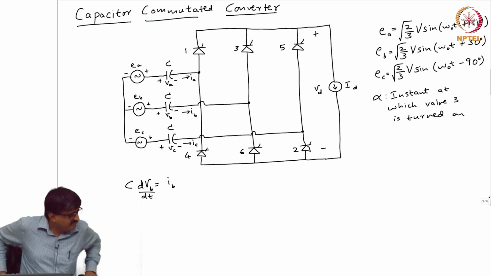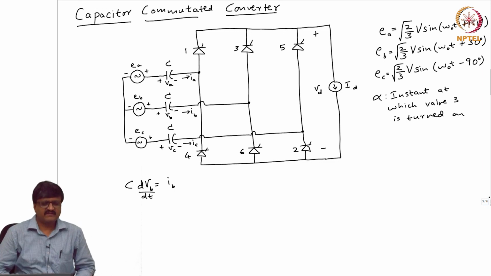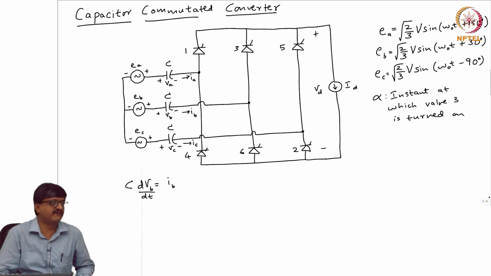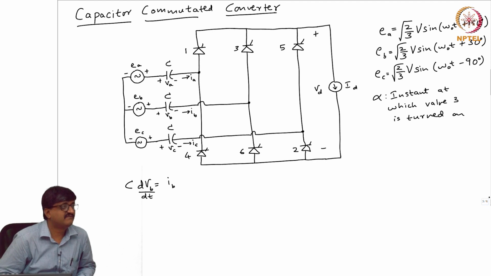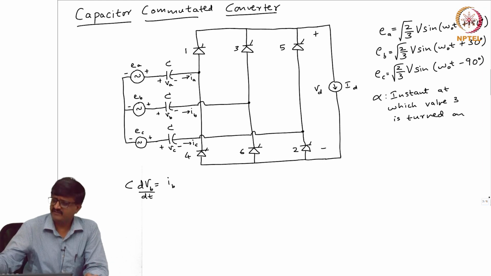Now the question is, what is the purpose of capacitor? So can you guess why I have put a capacitor? And there is a purpose which is actually hinted by the name itself, capacitor commutated converter. Sorry? To remove any? DC from where? Voltage source is perfectly sinusoidal.